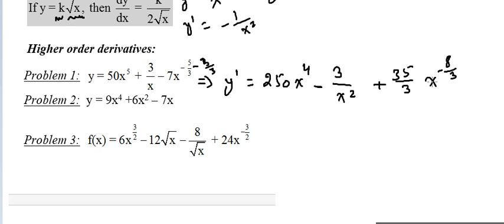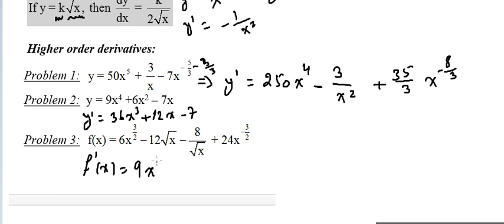Y equals x to the power 4, and 9x to the power 4 plus 6x squared minus 7x. This is a normal one. So y prime is 9 times 4, 36x to the power 3, plus 6 times 2 is 12x, minus 7, constant times x, the constant stays. So f prime of x equals 3 over 2 times 6, 3 times 6 is 18. 18 divided by 2, it's 9x.